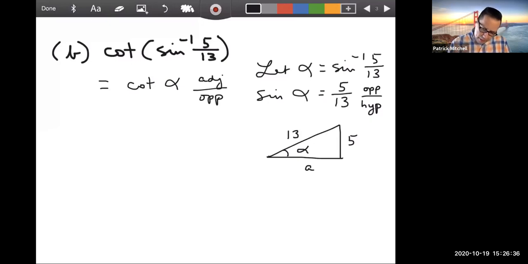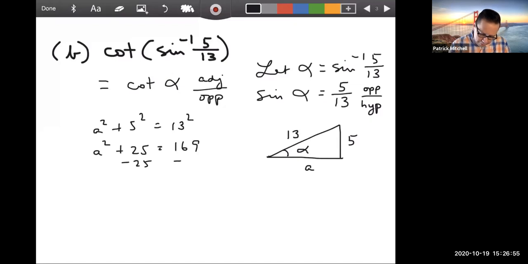Using my Pythagorean theorem, we have A squared plus 5 squared equals 13 squared, which means A squared plus 25 equals 169. Subtract 25 from both sides, you get A squared is 144, which means A is the square root of 144, which is 12.